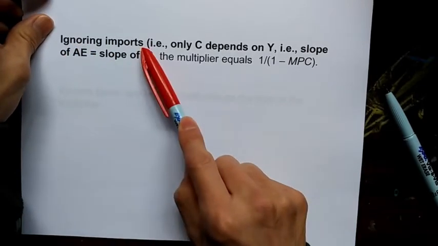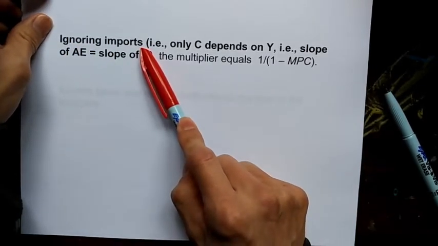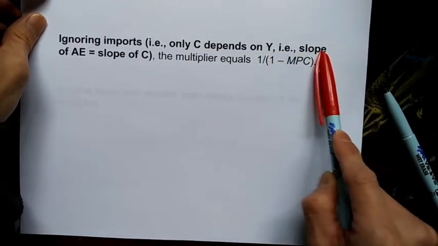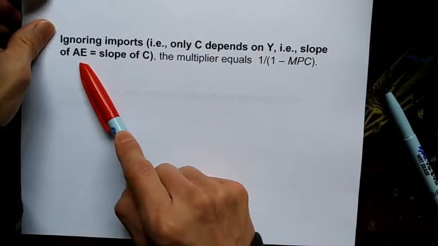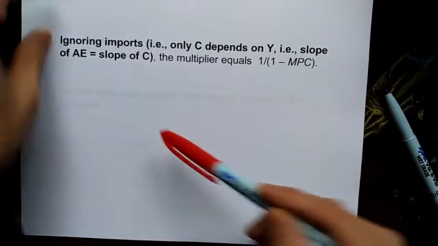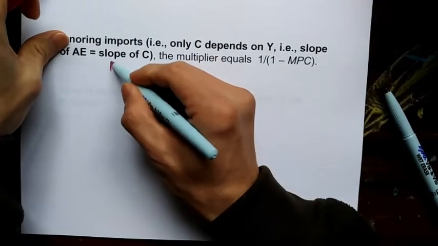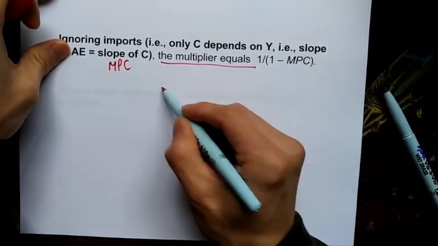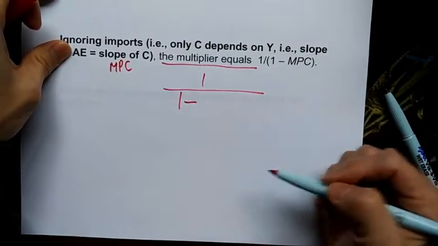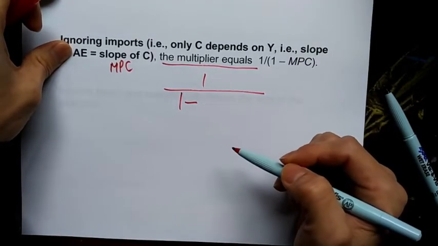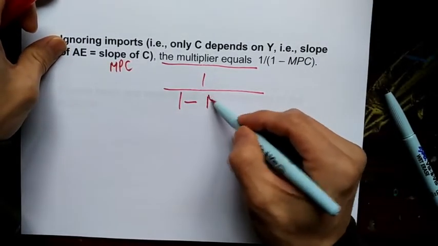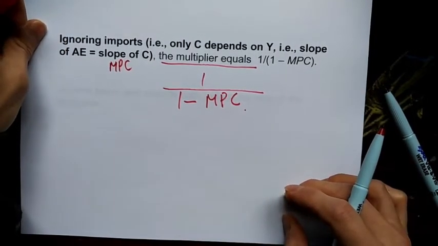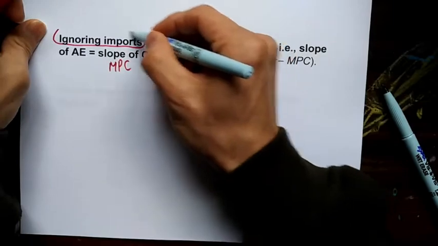If we ignore imports, only consumption will depend on income. Therefore, the slope of the aggregate expenditure function is equal to the slope of the consumption function, that is MPC. Then the multiplier is 1 over 1 minus the slope of the aggregate expenditure function, which is MPC. That is, if we don't have imports.